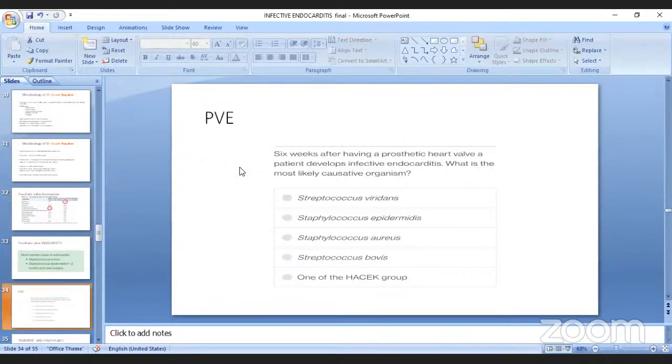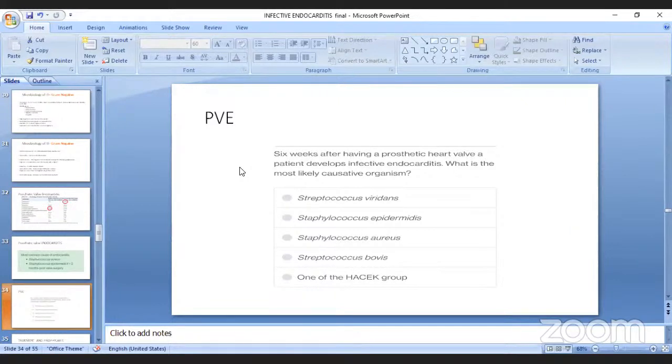Okay, now again we have a question which was given by MRCP. 6 weeks after having a prosthetic valve, that is 1.5 months, a patient develops infective endocarditis. What is the most likely causative organism?